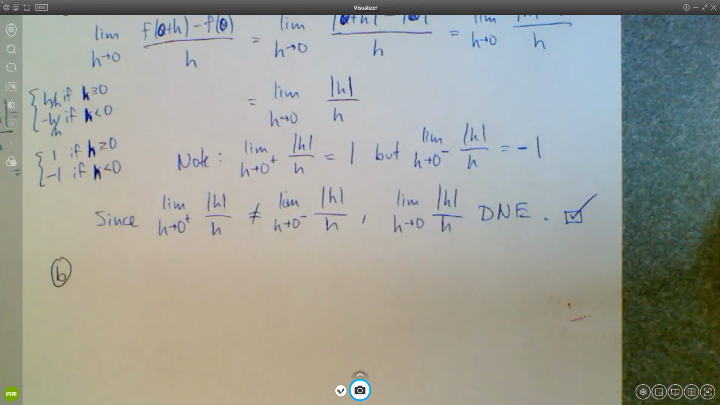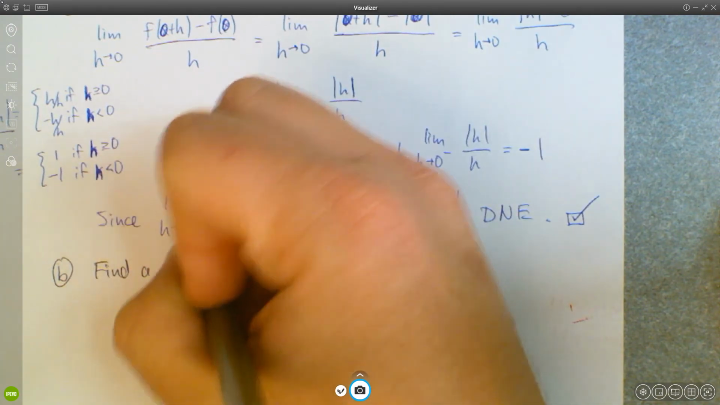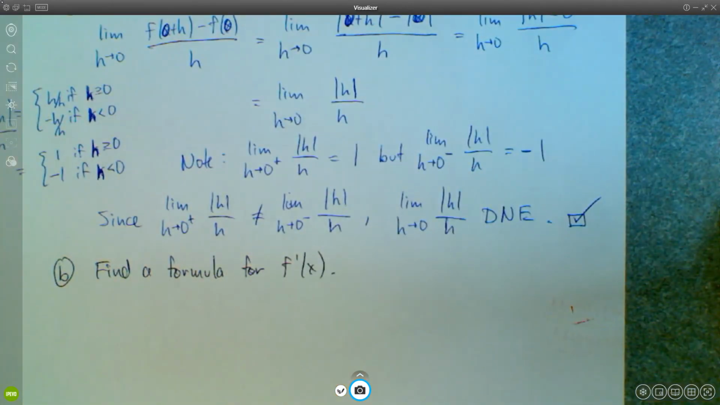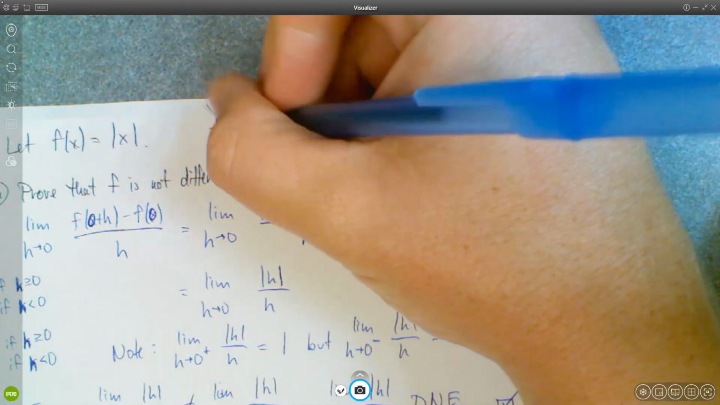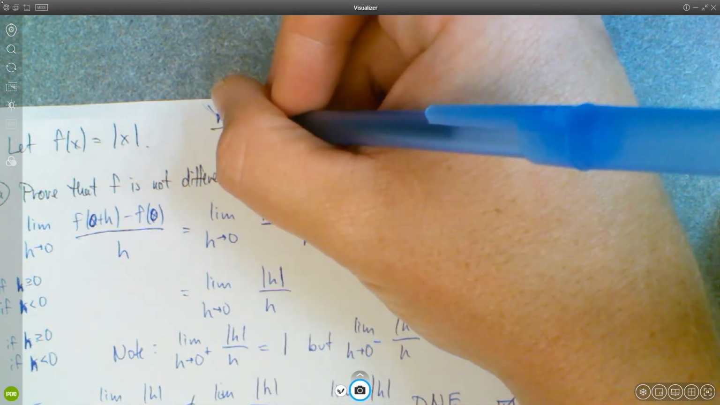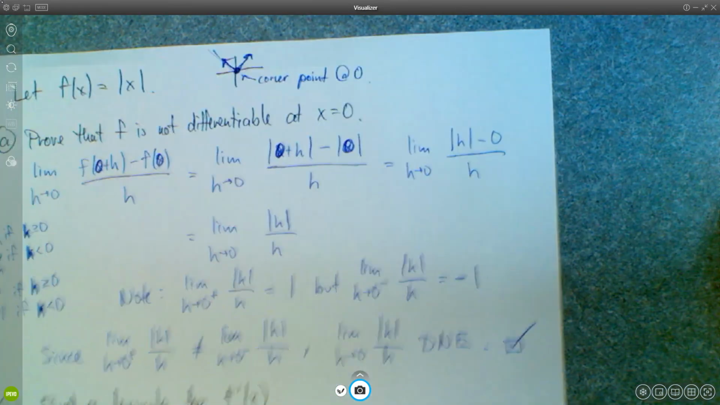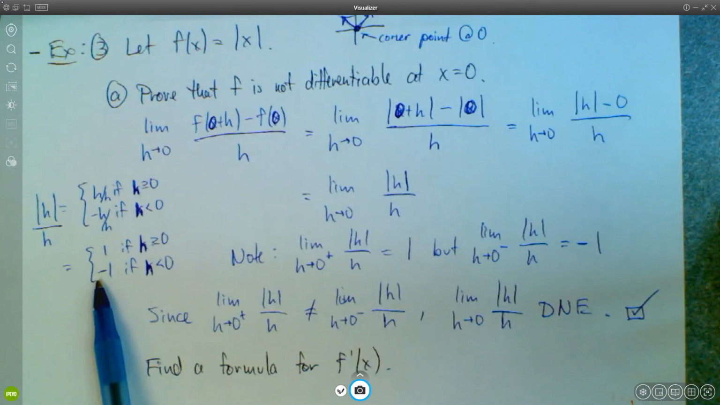So for part B, let's find a formula for f prime of x. And actually most of the work is already done for us, right? So find a formula for f prime of x. Well, we already know that if x is less than 0, then the slope of this line is negative 1. If x is greater than 0, then the slope of that line is positive 1. And you can also see that from the work we did over here, right?